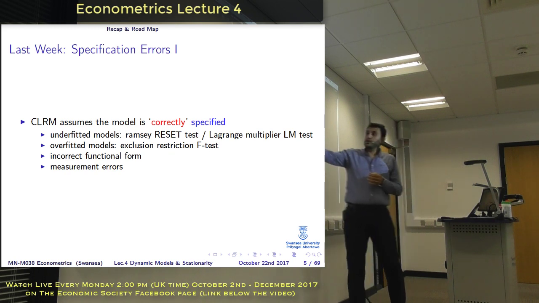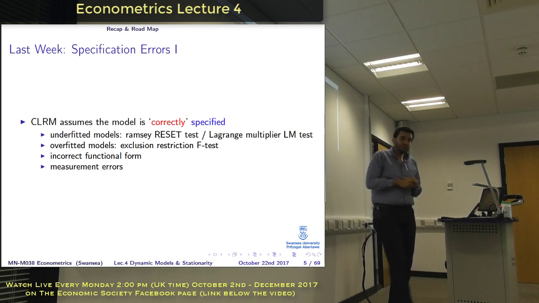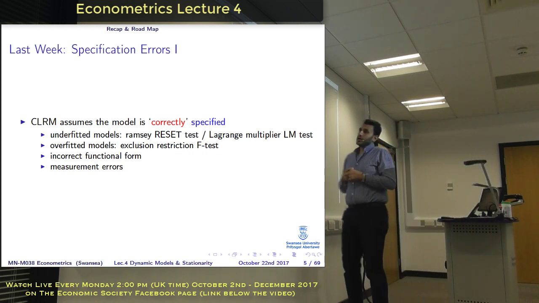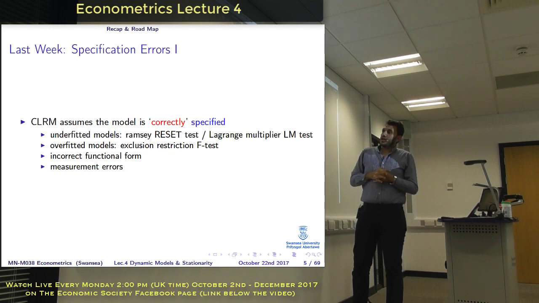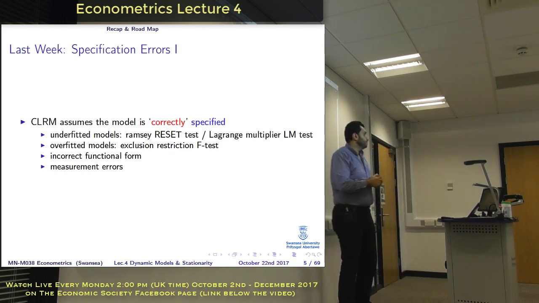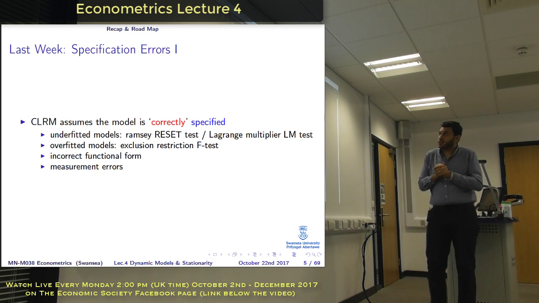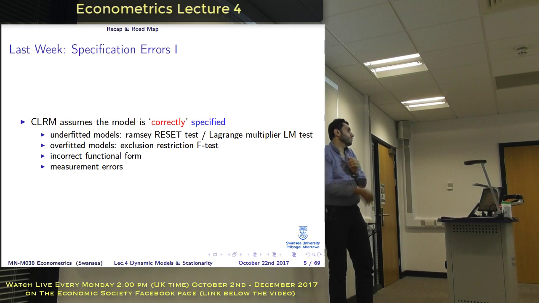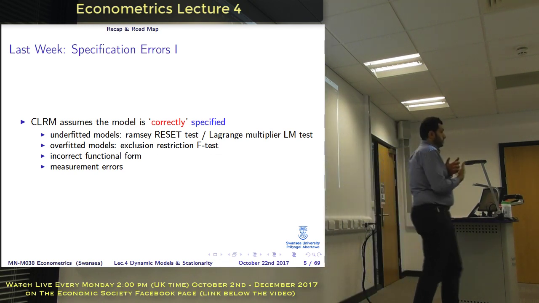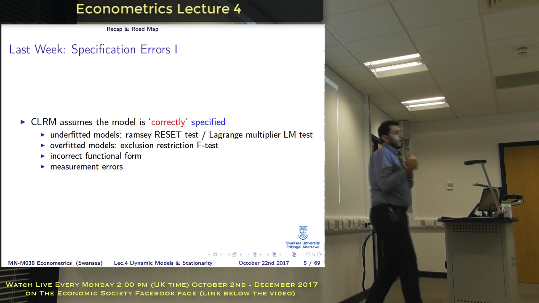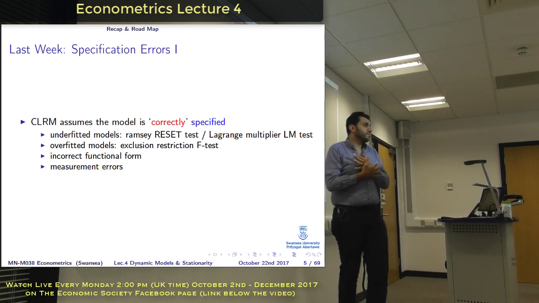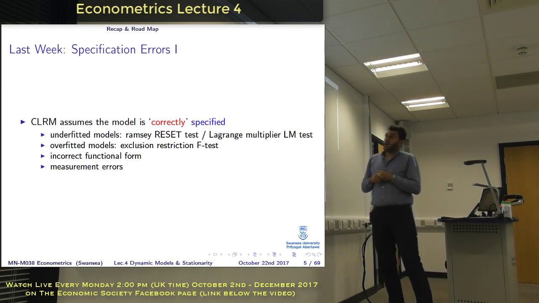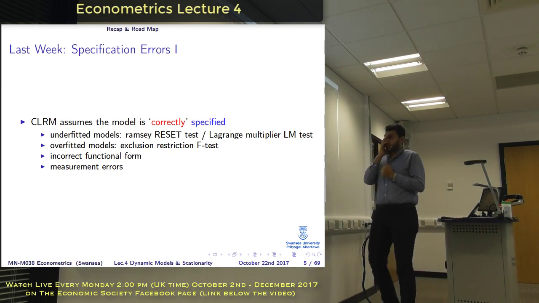We understand that the classical linear regression model assumes that the model is correctly specified, and we explained what we mean by correctly specified. We discussed four different cases where there's a problem with specification. The first one is the under-fitted models, where we have some omitted variables. There are some variables that are important and should have been in the model, but for some reason they are not there. The effect goes to the error term, and that causes omitted variable bias, and we explained how to deal with that.